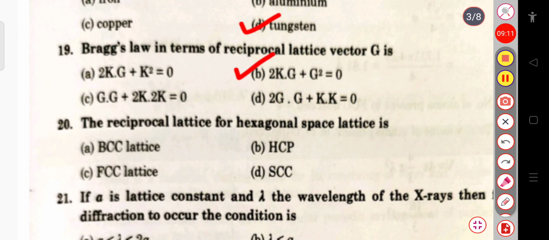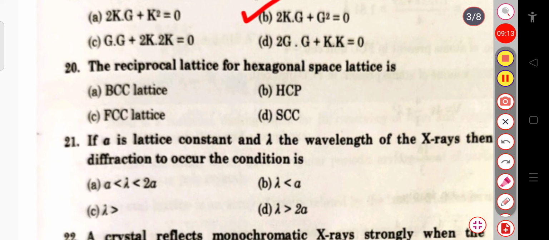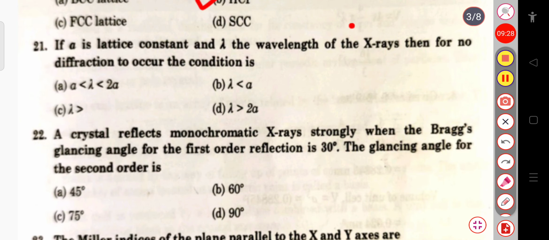Then the next question is, the reciprocal lattice for the hexagonal space lattice is. The reciprocal lattice for the hexagonal space lattice will be HCP, the hexagonal close packed structure. The next question is, if a is the lattice constant and lambda is the wavelength of the X-rays, then for no diffraction to occur, the condition is lambda greater than 2a.